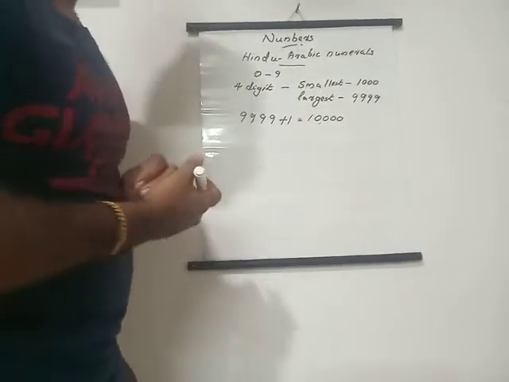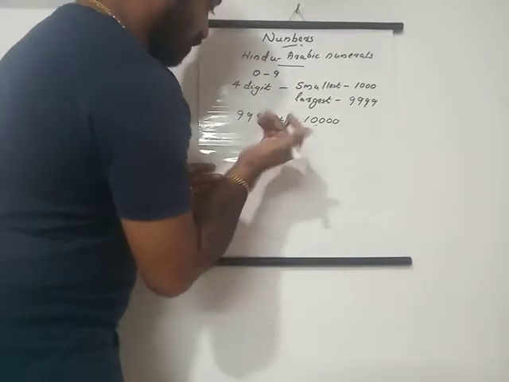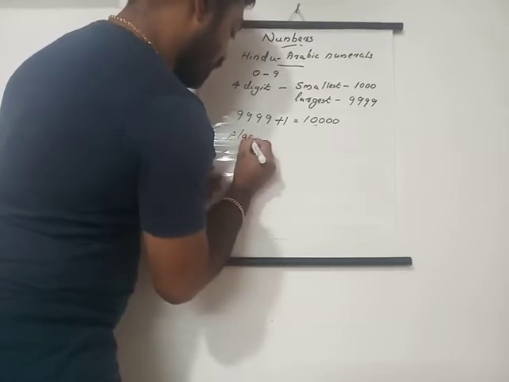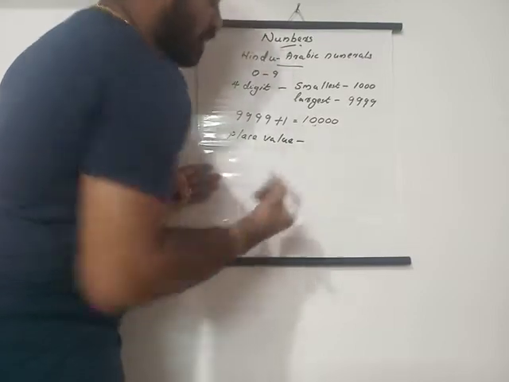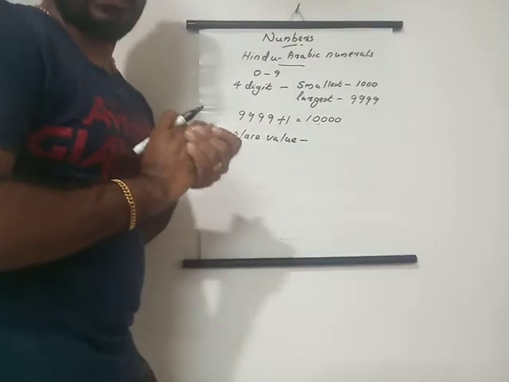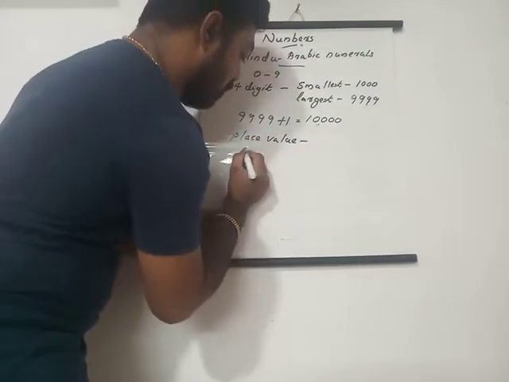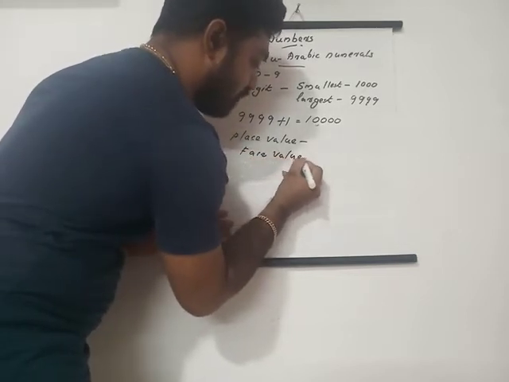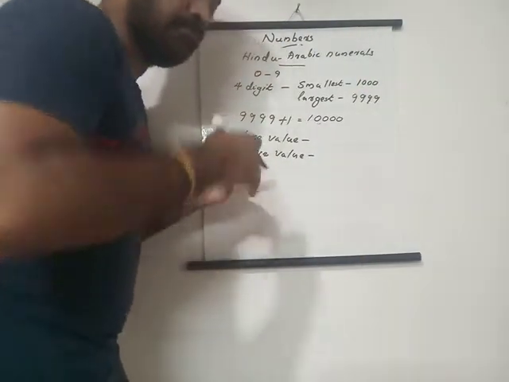Then we learned about place value and face value. Place value and face value is one of the most important concepts we learned in this chapter. Place value depends upon the place of a digit. Face value is the digit itself, but the place value depends upon the place of a digit.